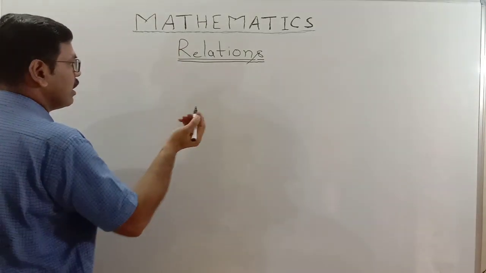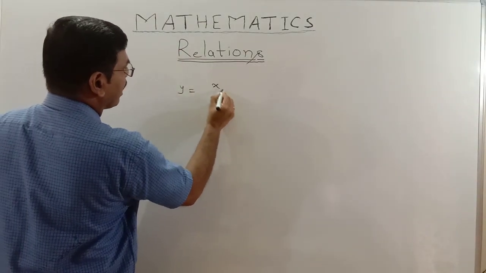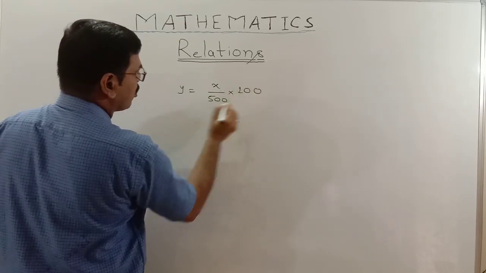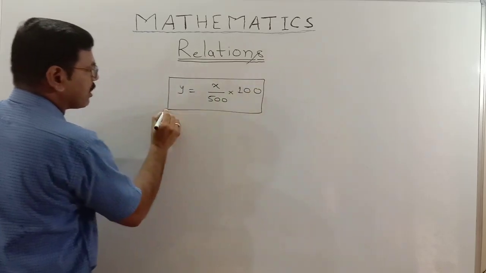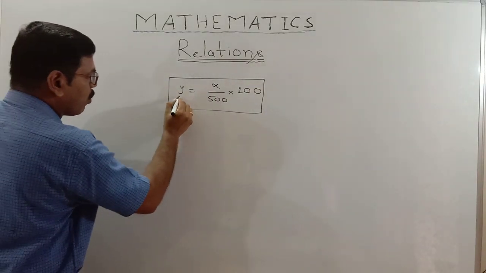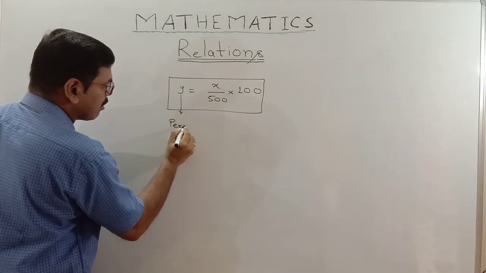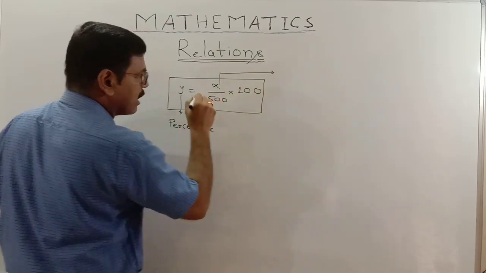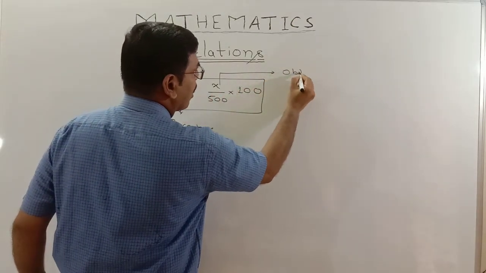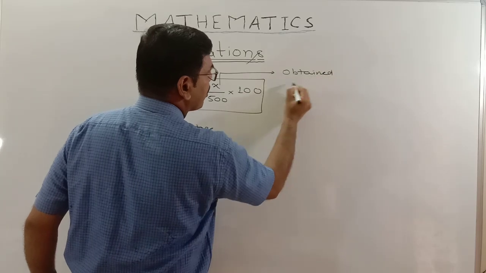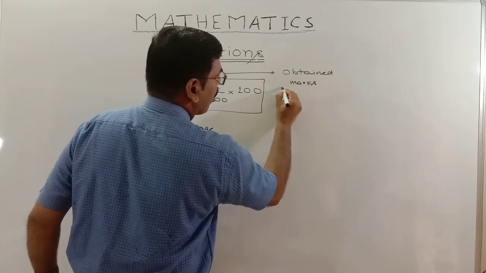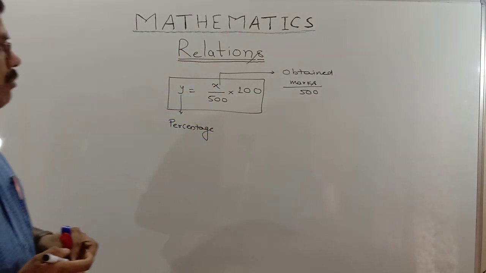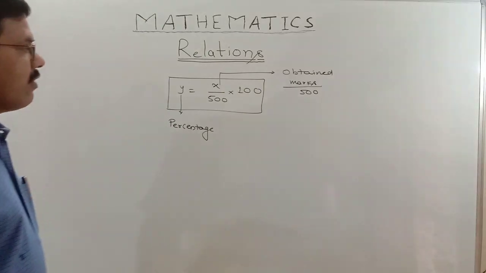Like suppose I am writing y is equal to x upon 500 into 100. You may understand here what the formula is. Here y is representing the percentage. This x is representing, suppose, the obtained marks, obtained marks out of 500. Okay. So this is the formula for finding the percentage out of 500.